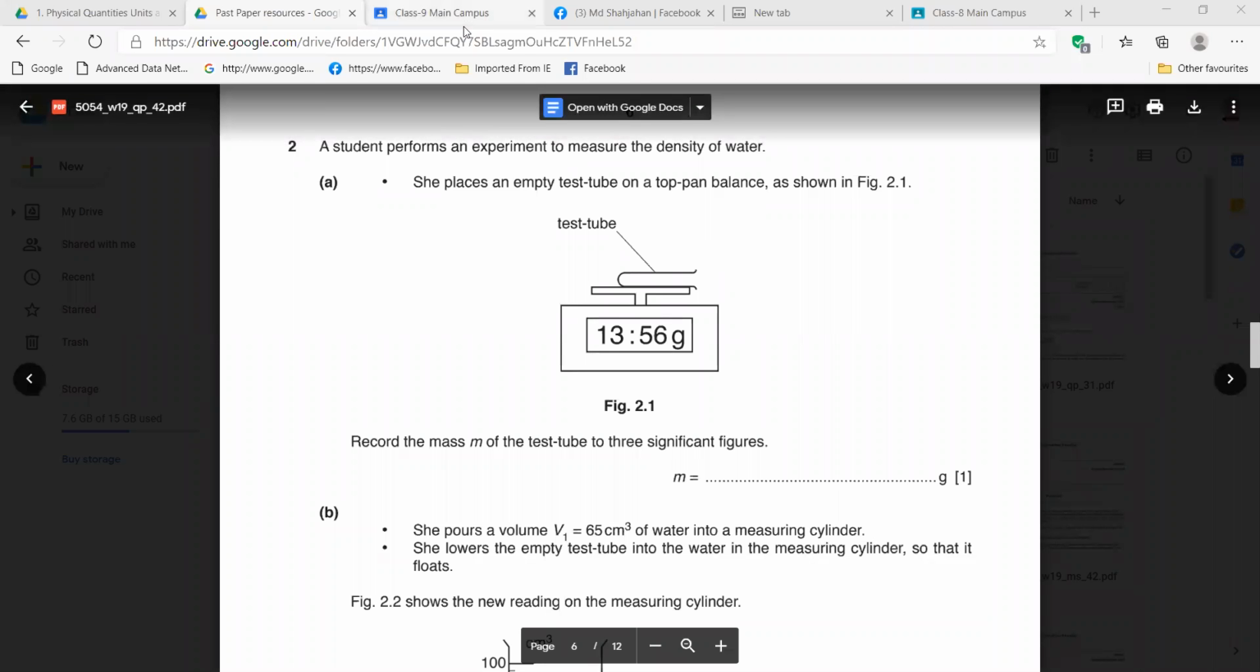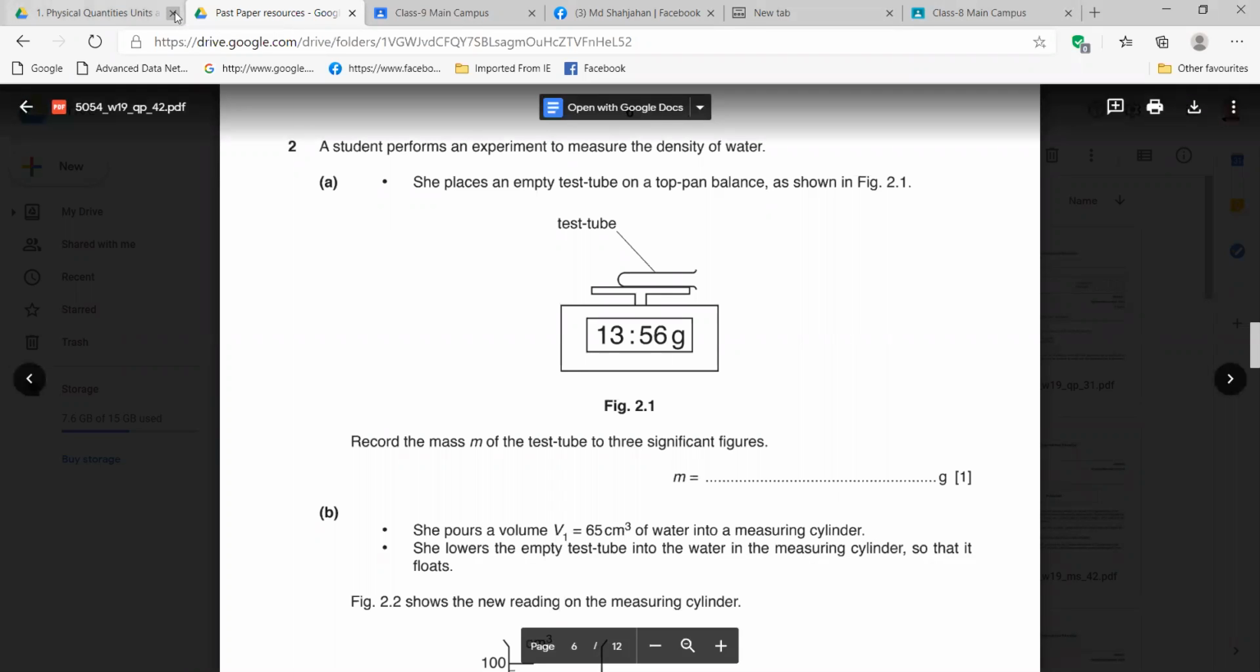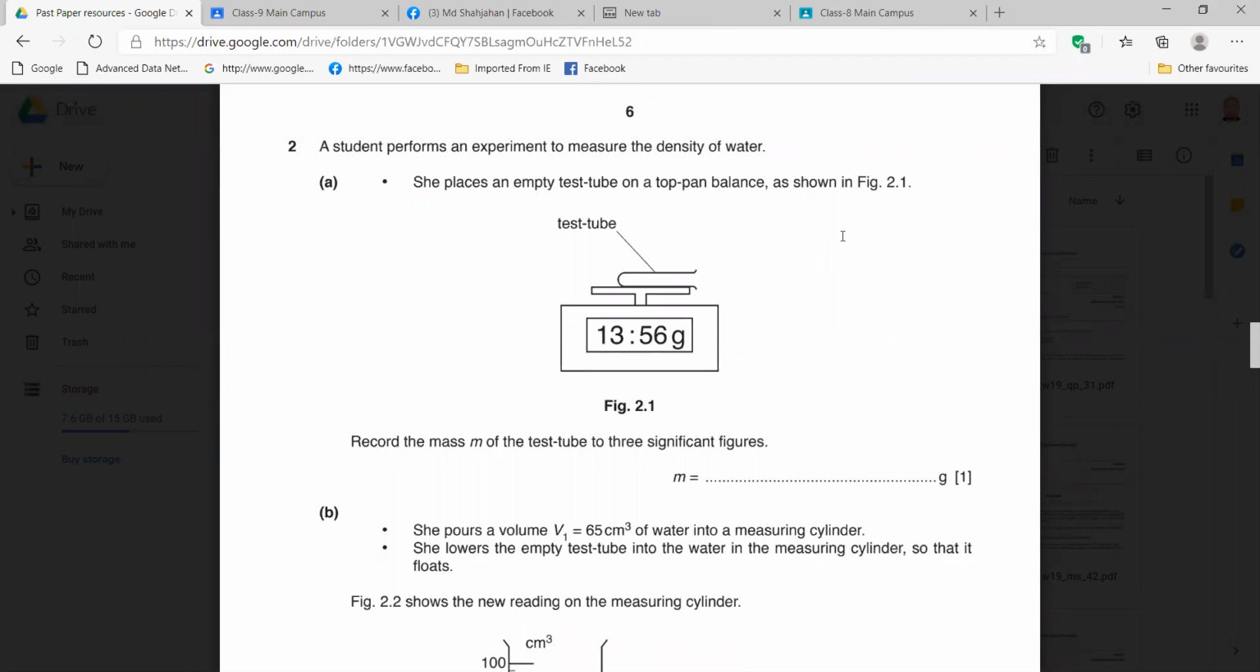Let me check. Yeah, this one, you can see the new question paper, right? Yes, sir. So what's written here? A student performs an experiment to measure the density of water. She places an empty test tube on a top pan balance as shown in figure 2.1. Record the mass m of the test tube to 3 significant figures.